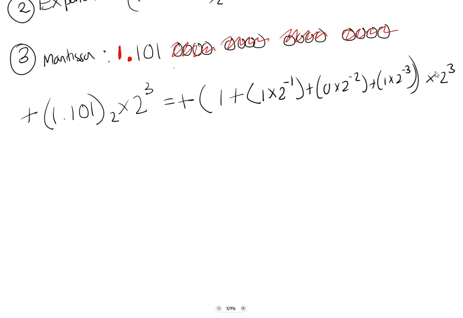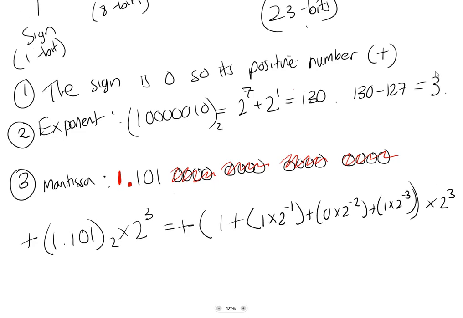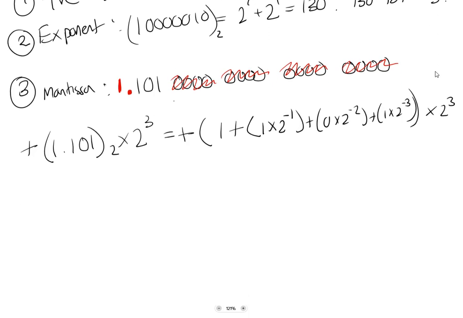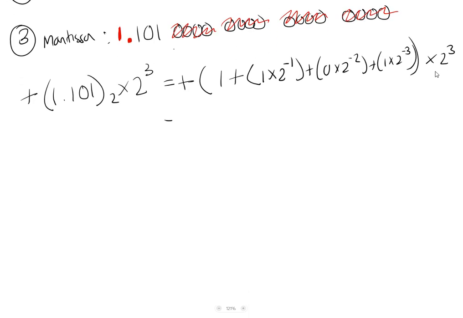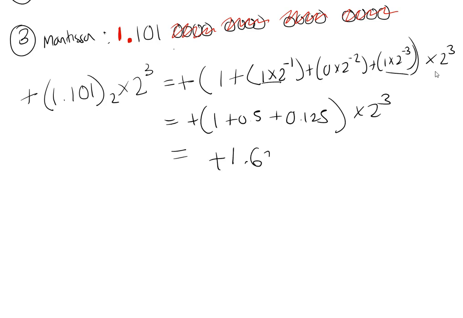Why 2 to the power of 3? It's because my exponent was 3, so this 3 comes here. And the base is 2, not 10, because we are in binary. So that's where that comes from, and then this is equal to plus 1 plus 0.5, which comes from there, plus 0.125, which comes from there, multiplied by 2 to the power of 3, which is equal to plus 1.625 multiplied by 2 to the power of 3.